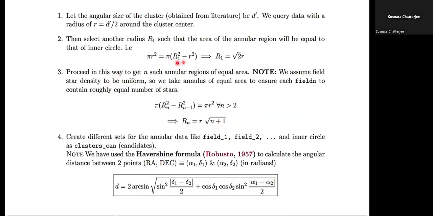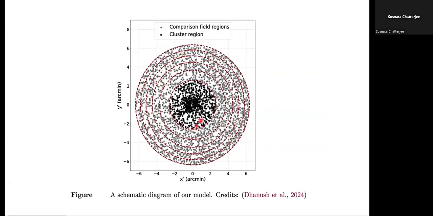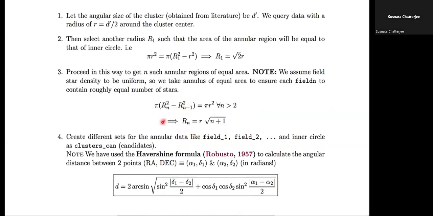We proceed in this way. So we select radius R1 so the area of the annular region is equal to the inner circle. We name each of these cluster field annular regions as field 1, field 2, field 3, field 4, and so on. Note that we have used the Haversine formula to calculate the angular distance between 2 points, RA and Dec. Now, keep in mind that it must be in radians.